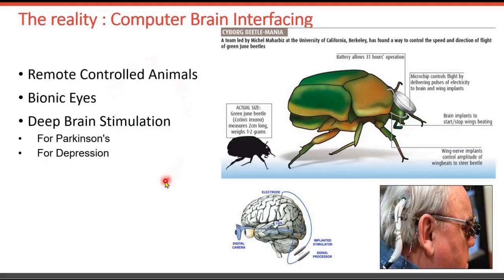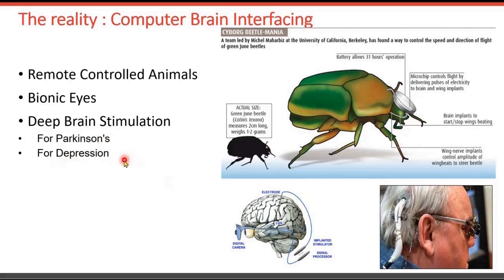One of the early applications of computer-to-brain interfacing can be given in these examples. For instance, we can use CBI to remotely control animals, and there have even been some attempts to restore human vision using bionic eyes for blind people. And deep brain stimulation, as I briefly mentioned, is in practice nowadays for treatment of Parkinson's disease or even for depression.